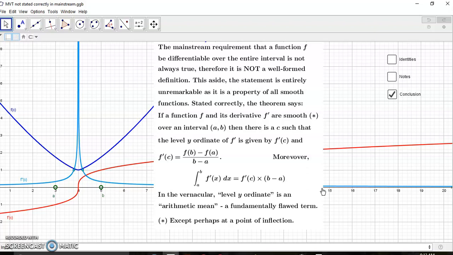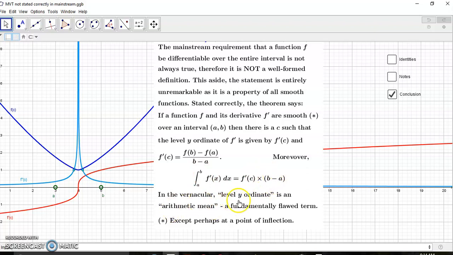So stated correctly, the theorem says that if a function f and its derivative f prime are smooth, except at a point of inflection, over an interval ab, then there is a c such that the level y-ordinate, and notice I call it a level y-ordinate, not the arithmetic mean, because that's a flawed term, is given by f prime of c. And as you see, f prime of c is equal to fb minus fa over b minus a. Moreover, the integral of f prime of x with respect to dx from a to b is equal to the product of two level terms.